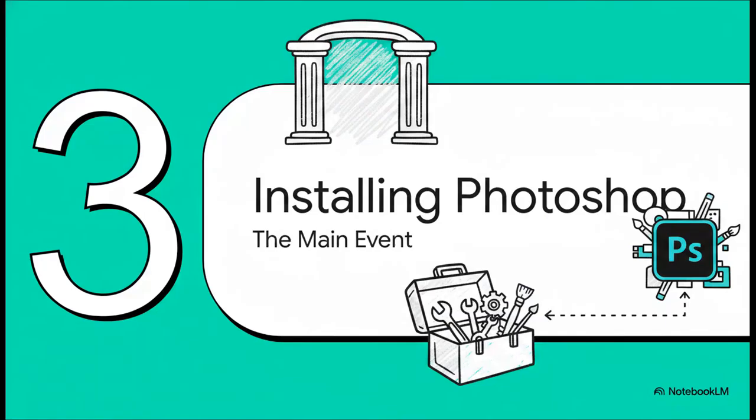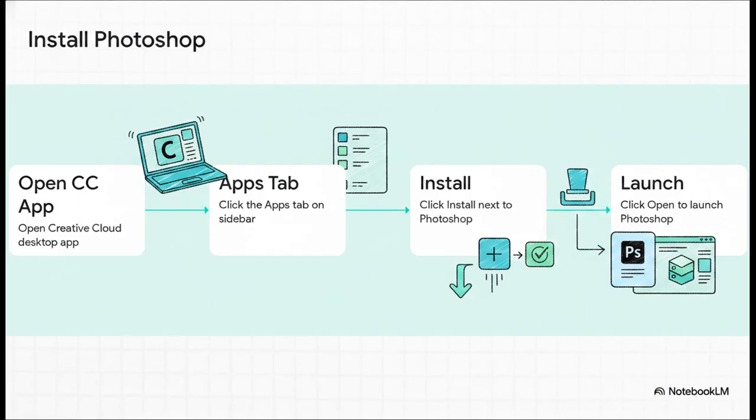Which brings us perfectly to Section 3, the main event, installing Photoshop. Now that your command center is fully operational, this next part is literally just a few clicks. Open up the Creative Cloud app, click on the Apps tab over on the sidebar, find Photoshop, and hit Install.